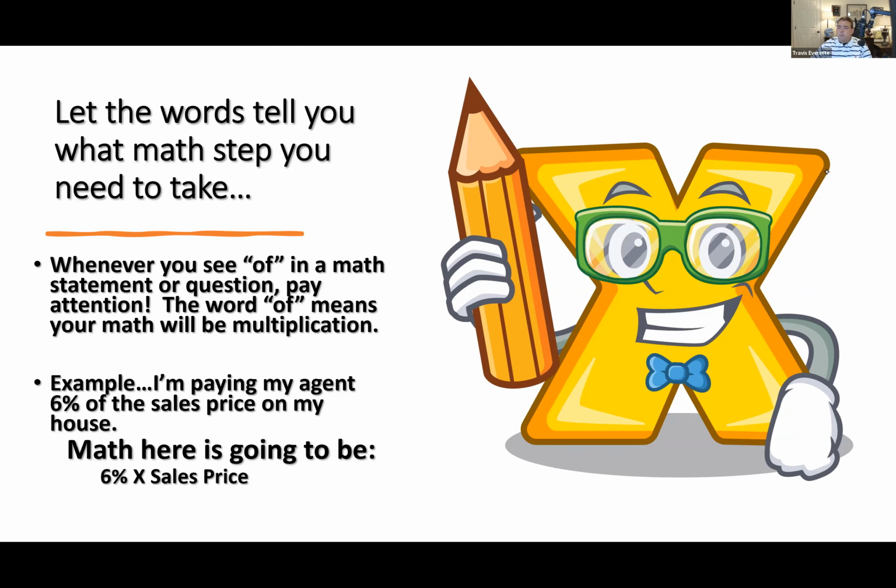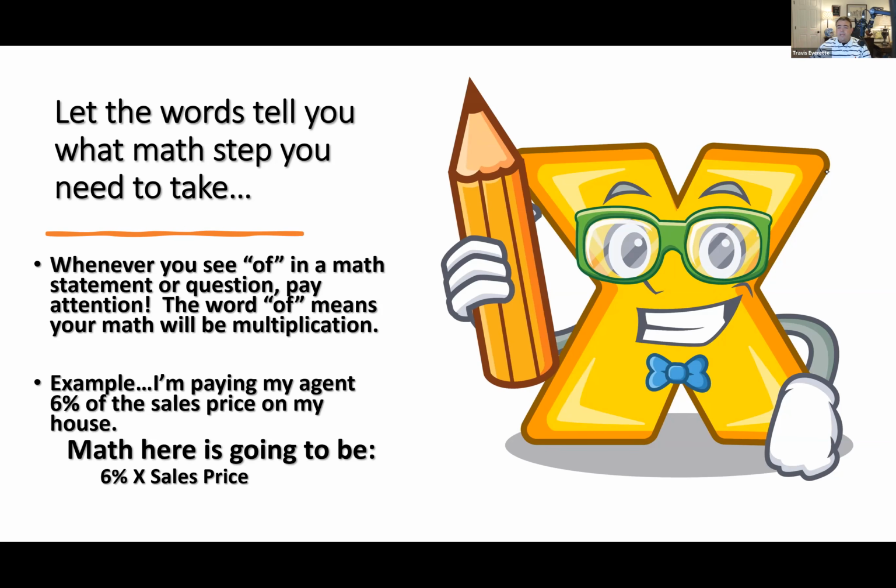And when you see the word of, your ears, your eyes, your mind should perk up, because the word of is going to tell you what your math step is going to be. You won't have to guess. You won't have to say, okay, do I multiply? Do I divide? What do I do with these two numbers? When you see the word of, you're going to multiply. Of means multiplication.